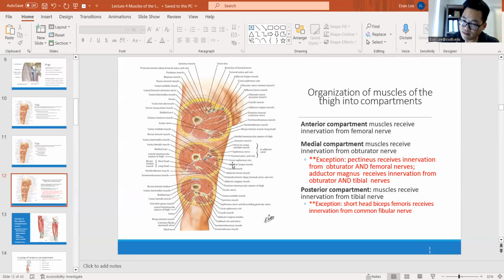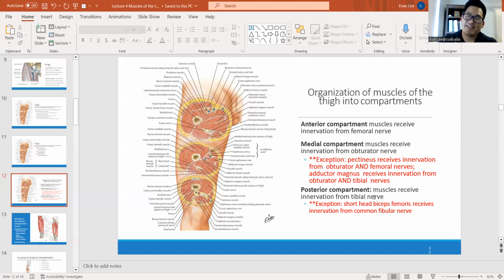Now, when we look at the nerves or the innervations, this is also going to be kind of an organization that you can use with the compartments, because for the most part, you'll see that there are certain nerves going to each compartment specifically. The anterior compartment will have the femoral nerve, so luckily that one is pretty consistent. The medial compartment will mostly be innervated by the obturator nerve with some additions from the femoral nerve and tibial nerve. But then the posterior compartment is innervated by the tibial nerve with exceptions from the common fibular nerve.